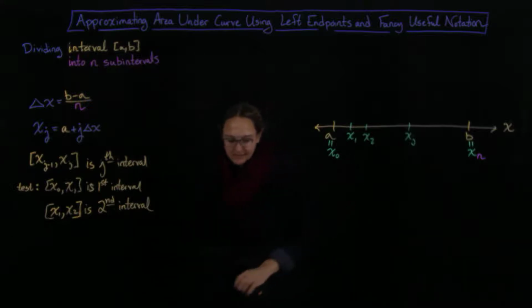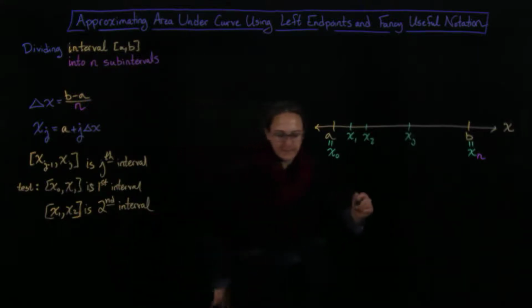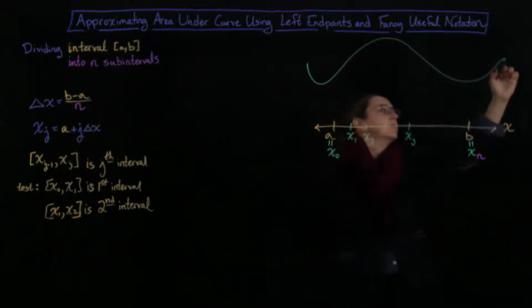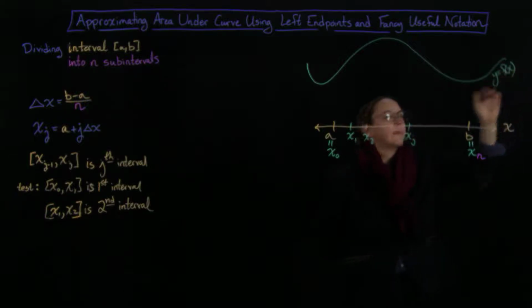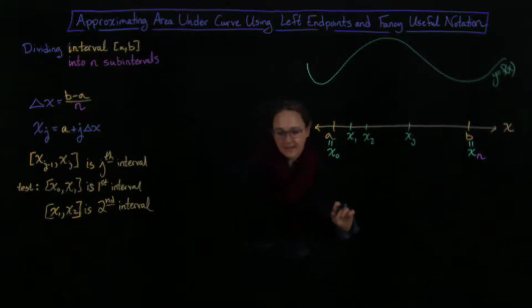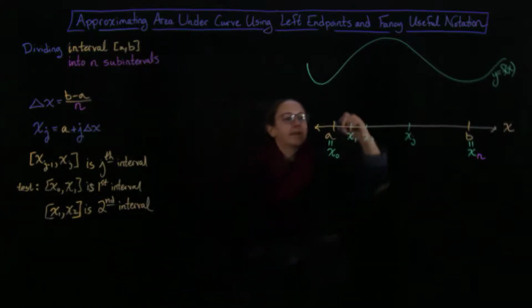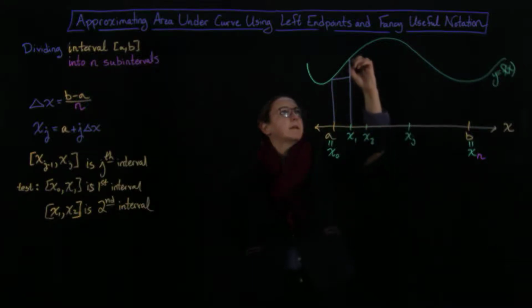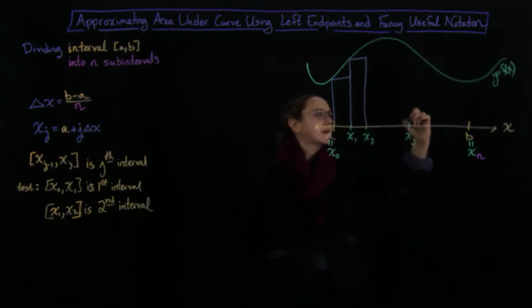So now let's keep going. I have the graph of my curve, y equals f of x. Then to do these rectangles, I'm doing left hand, so I go like this, like this. I'm going to do left hand, and I'm going to have one here.